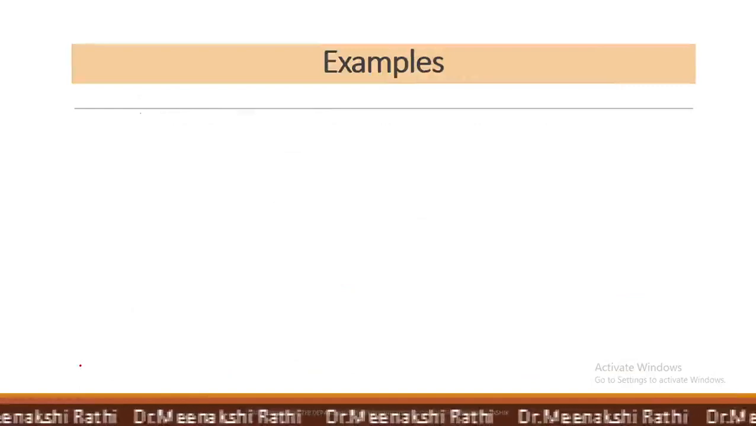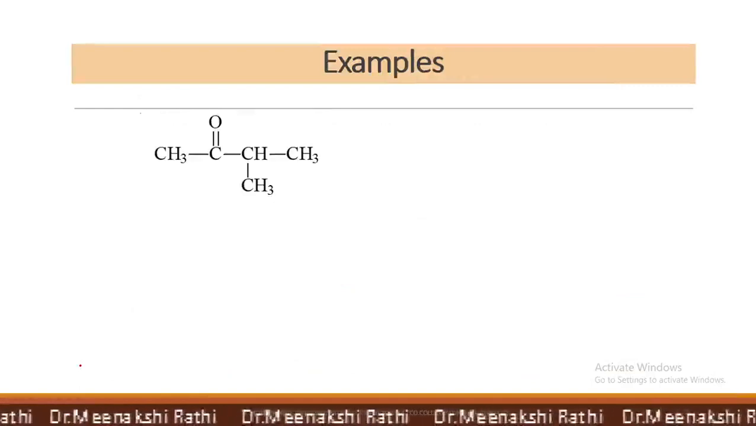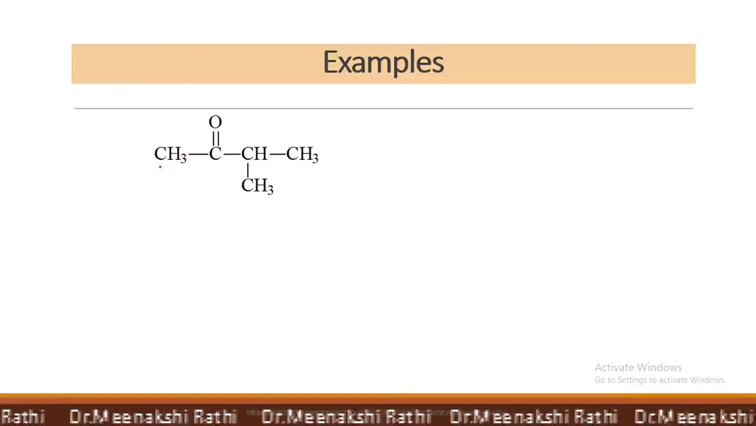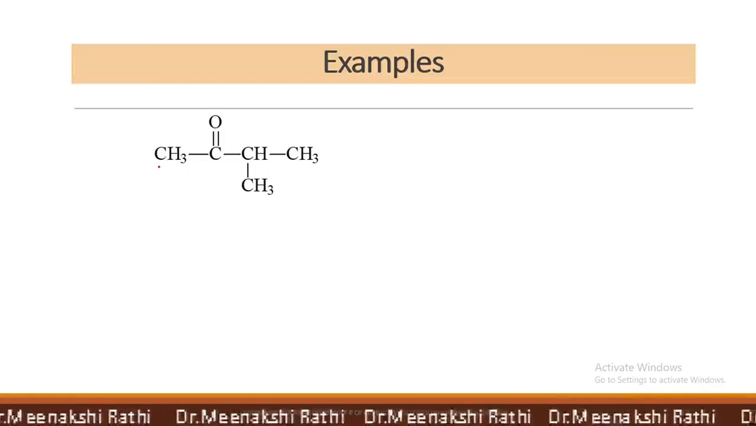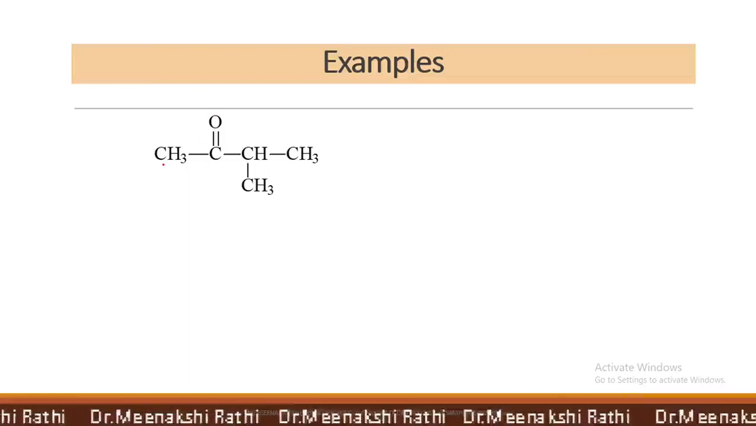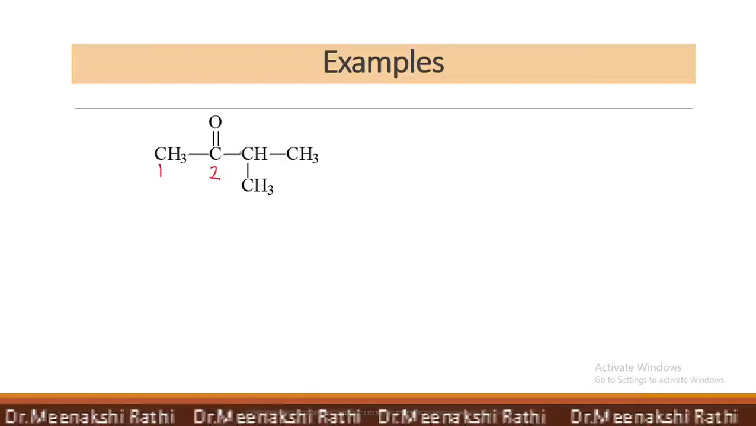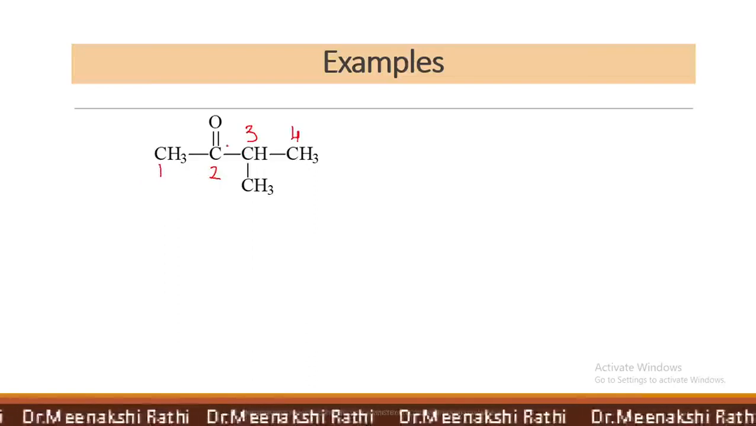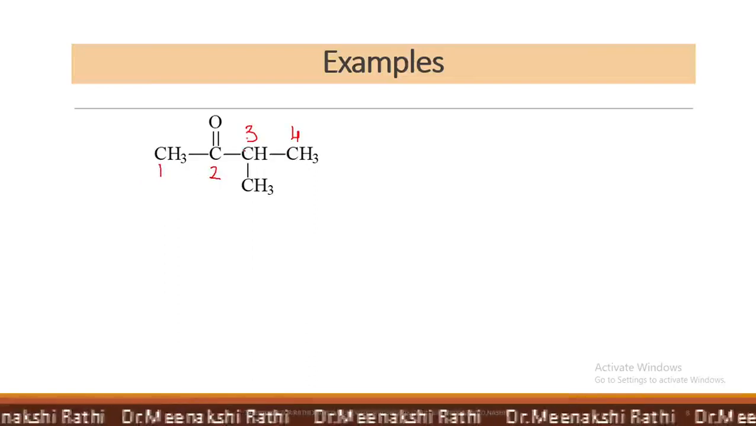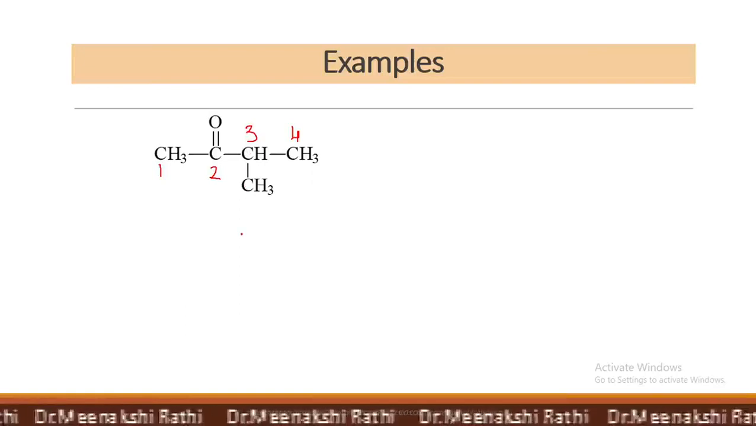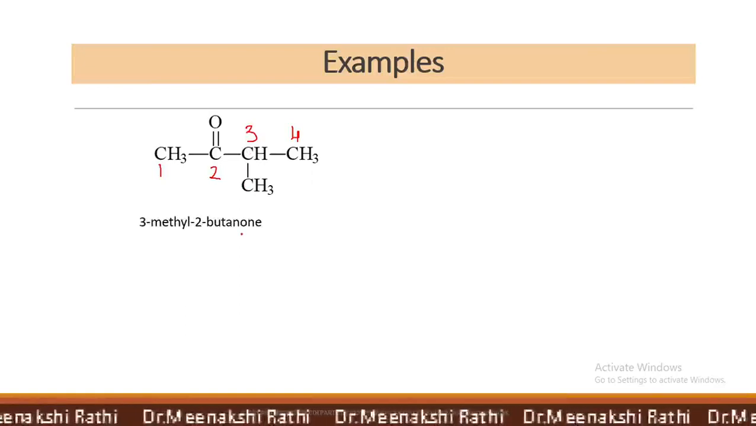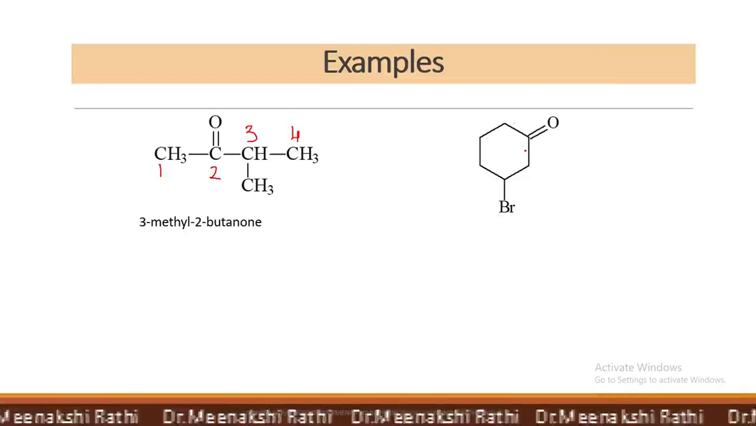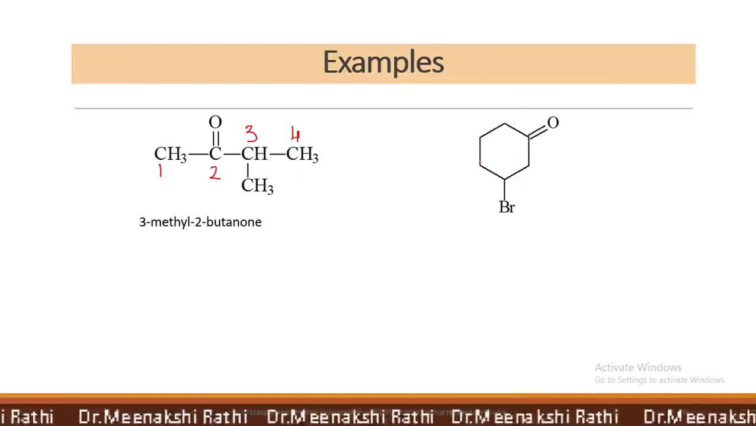Some more examples are there, like this. What is its IUPAC name? Again, we need to give the numbering. We will start numbering from here, because from this side the carbonyl group is closer. So it is 1, 2, 3, and 4. So it is butanone. And at the third carbon atom, a methyl group is there. So it is 3-methyl-2-butanone.